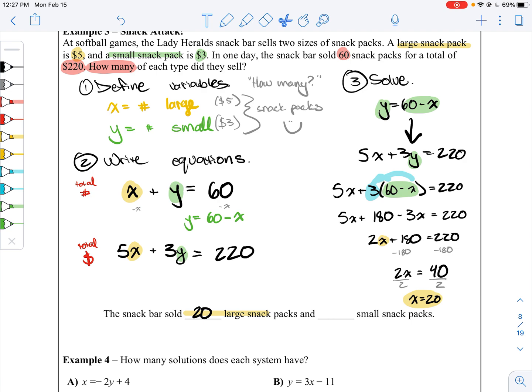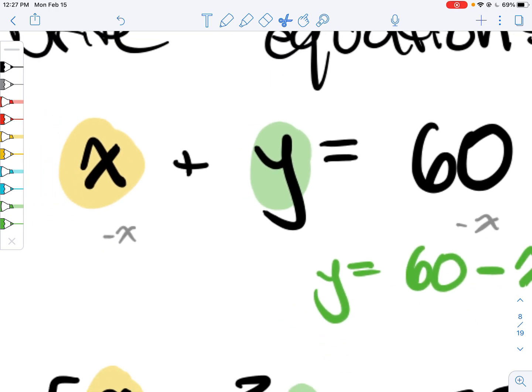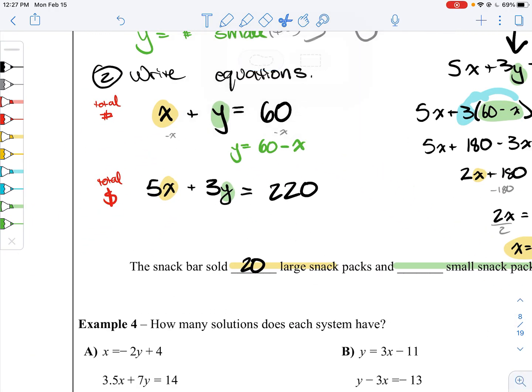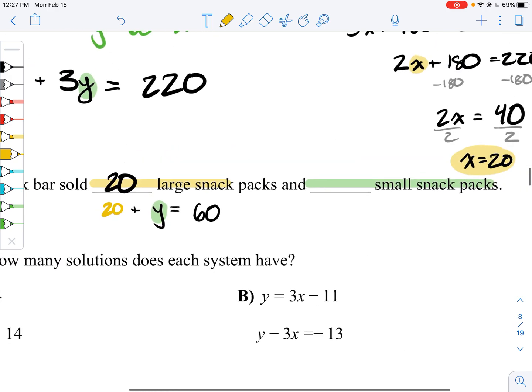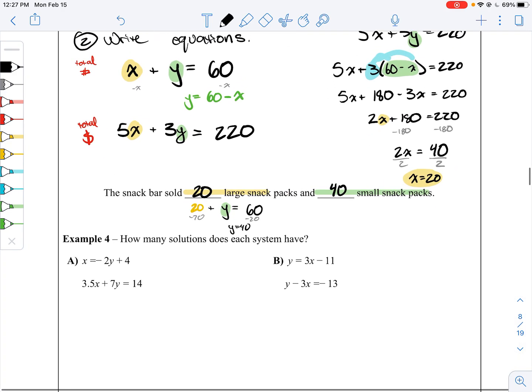Now, how are we going to figure out how many small snack packs they sold? Well, we can plug our value for x back into our equation up here. I like this one right here. We have x plus y equals 60. We already know that x equals 20, so I'm going to get rid of that real quick. 20 plus y equals 60. Well, 20 plus what number is 60? It's 40. Or subtract 20 from both sides. We get y equals 40. So they sold 20 larges and 40 smalls.